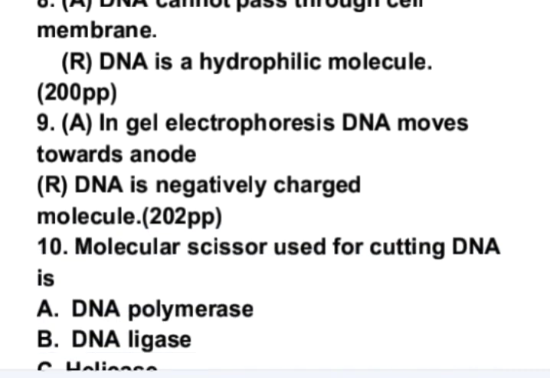Next is an assertion reasoning type question. Assertion is, in gel electrophoresis DNA moves toward the anode. The reason given is DNA is a negatively charged molecule. The reason R is a correct explanation of A. Therefore, our answer will be A.